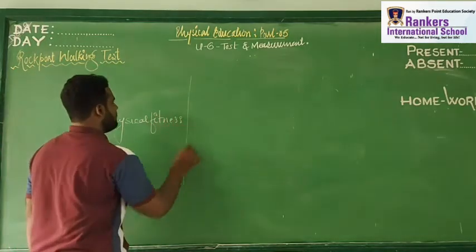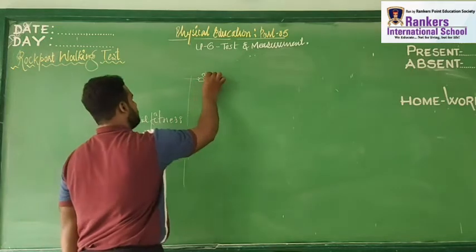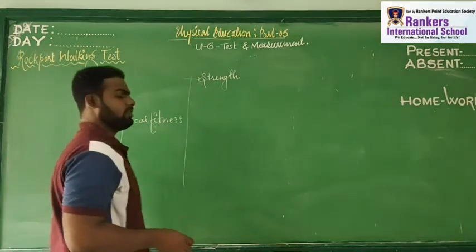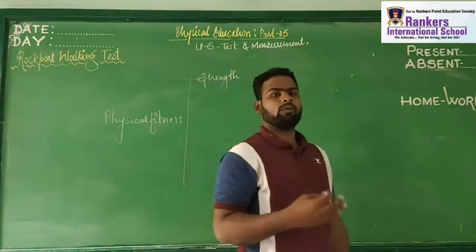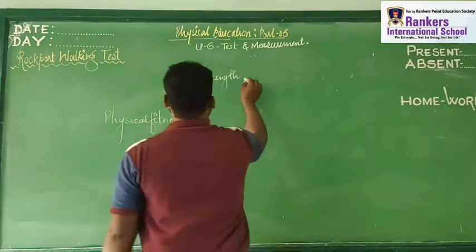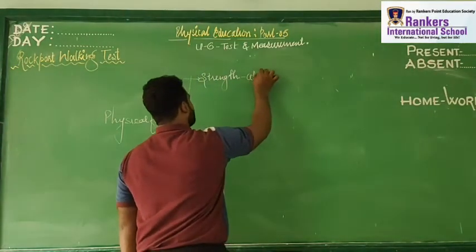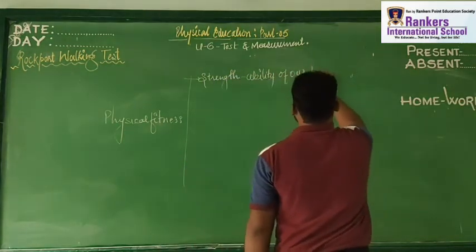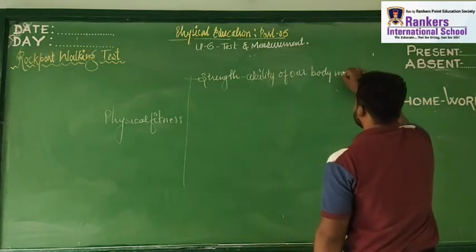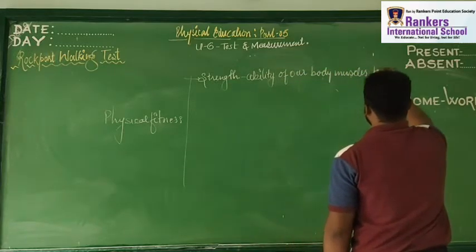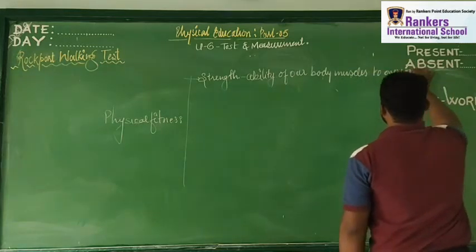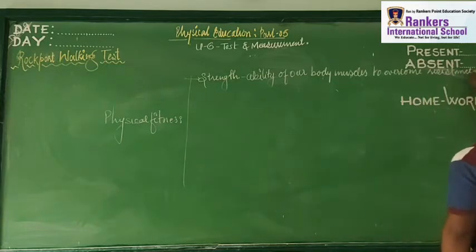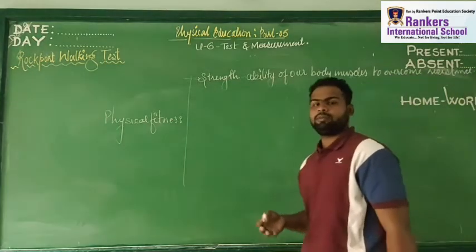When I'm talking about physical fitness, the first thing is strength. Now the point came, what is strength? Strength is the ability of our muscles to overcome resistance. What is strength? It is the ability of our body muscles to overcome resistance. Right? So the ability of our muscles to overcome resistance is called strength.